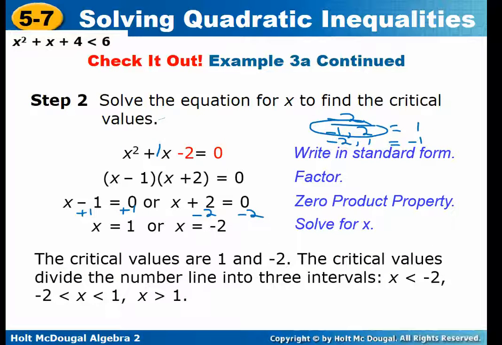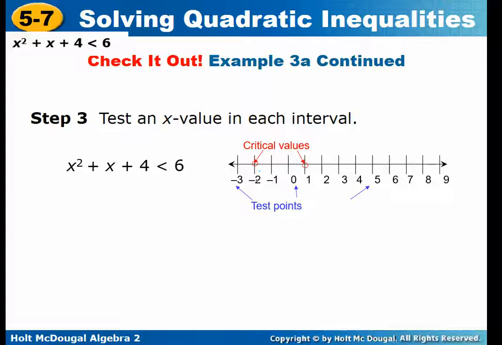Okay, so now that we have our critical values, that means that we have 3 regions that we need to check. The smaller number I'm going to write first, and the smaller one is the negative 2. So I'm going to check something less than negative 2, like negative 3 or negative 4 or negative 5. I'm going to check something between negative 2 and 1, and 0 would be a great one to check. And something greater than 1, like 2, 3, 4, something like that. So those are the 3 regions that I have to check.